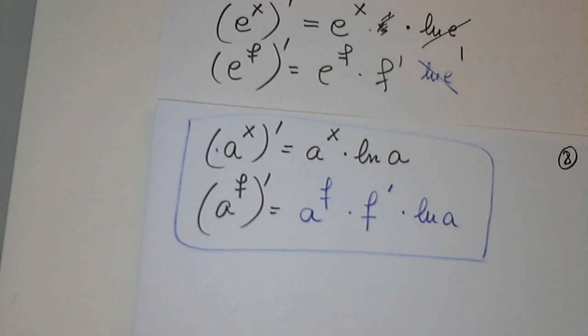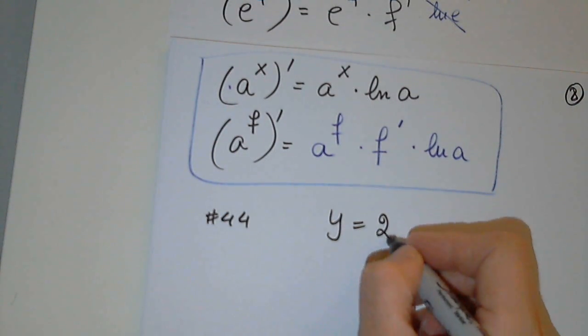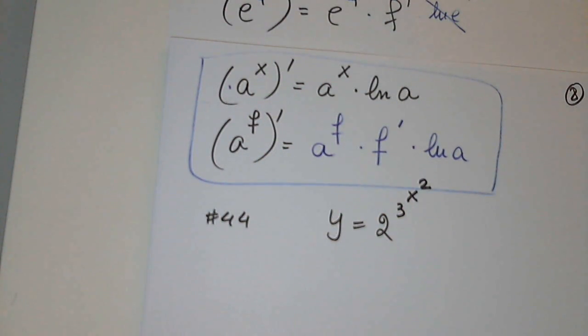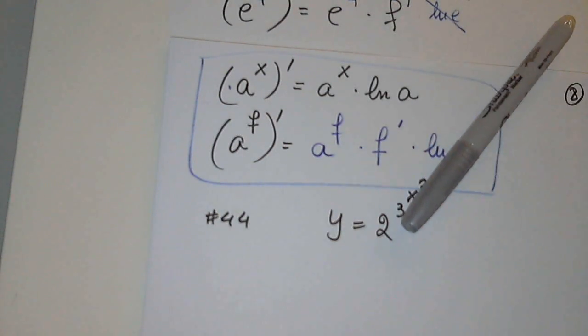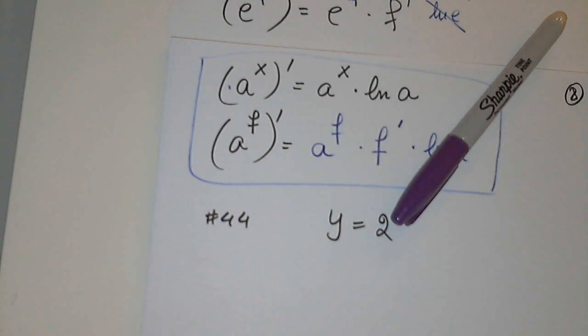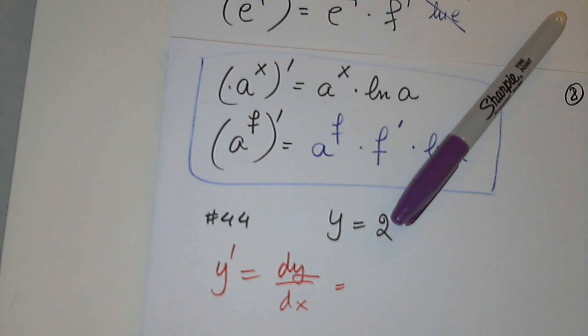And now, knowing this, we can look at problem 44. So 44 has y equals 2 raised to 3, which is raised to x squared. Yes, I know, it looks like the previous one. Very complicated. Not at all. We take it one step at a time. I'm asked to differentiate 2 to a function. Okay, so let's write y prime or dy by dx is what?